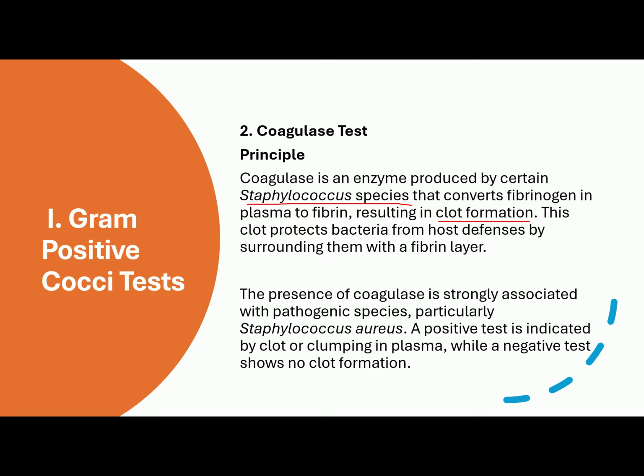So certain bacteria, specifically Staphylococcus, would produce coagulase. It converts fibrinogen in plasma to fibrin, protecting them. Now, the presence of coagulase is strongly associated with a pathogenic species, specifically Staphylococcus aureus. A positive test is indicated by clot or clumping in plasma, while a negative test shows no clot formation. So, your reagent here, class, is plasma. A positive result is clumping or clot formation.